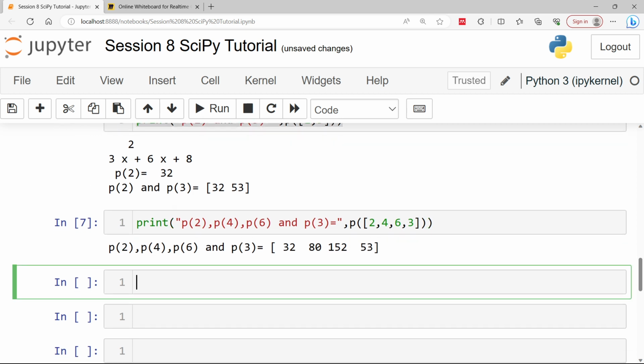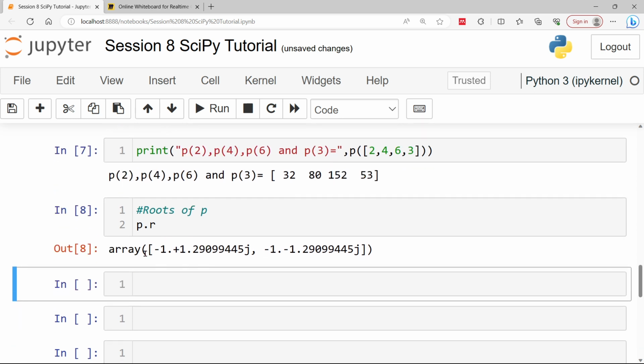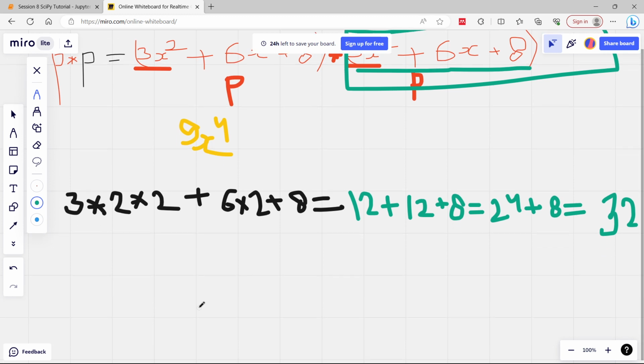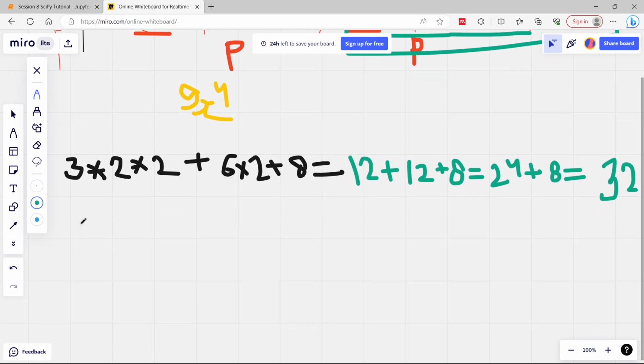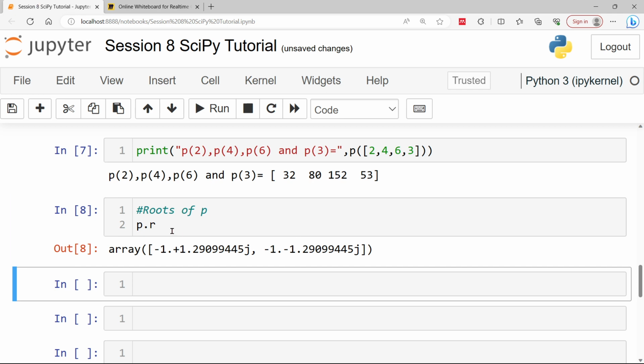Now the second part comes: you want to print the roots of p, right? How to find the roots of p? Suppose we have any equation, let's say it's x square plus 2x plus 1, right? What will be the roots of this equation? Obviously the roots will be x is equal to -1 comma -1. So we have these two values here, right?